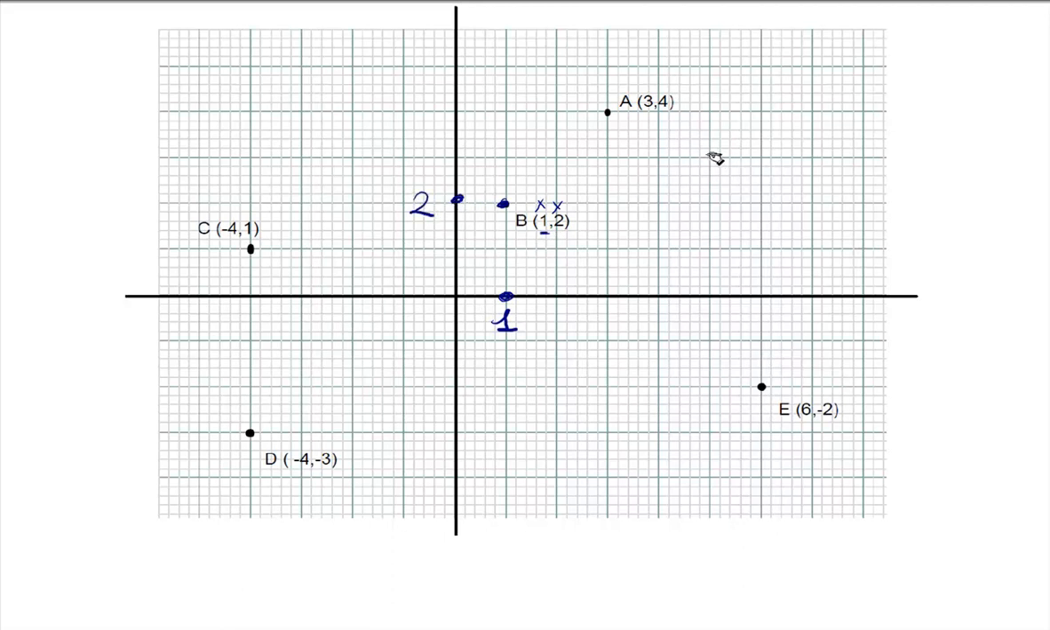Let's take this for example. What are the coordinates of this point K? 1, 2, 3, 4, 5. So the X is 5. What about the Y? 1, 2, 3. The Y is 3. So the coordinates of point K are 5 and 3. The X is 5 and the Y is 3.